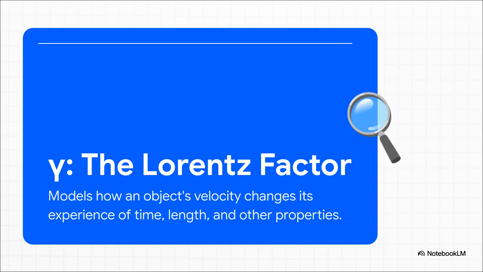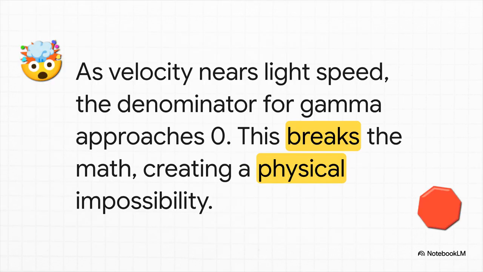It's a way to mathematically describe how an object's mass, its length, and even its experience of time all start to change as it moves faster and faster. And here's where it gets a little wild. The calculation for the Lorentz factor involves division. But as an object gets closer and closer to light speed, the number you have to divide by gets smaller and smaller. So if an object with mass were to actually hit the speed of light, you'd be trying to divide by 0. And you just can't do that in math. The equation simply breaks. And that mathematical breakdown represents a very real, very unbreakable physical barrier.